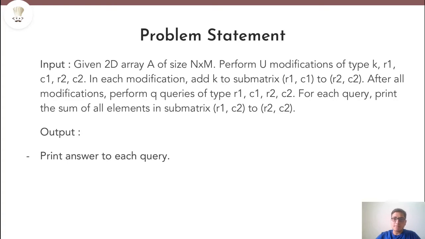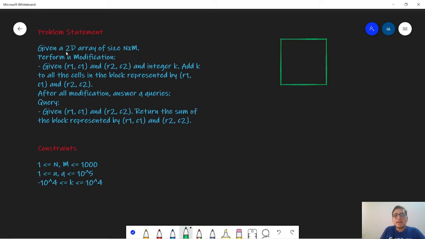With this, let's begin. In this problem we are given a 2D array. So let's call this 2D array A. It is of size n cross m. So let us consider an example. Assume that this is our 2D array. Now this 2D array is divided into cells of size 1 cross 1. So we have n cross m cells. In each cell we are given a number. Each number is represented, let's say, by A of i j. Now in this problem we have to perform u number of modifications.